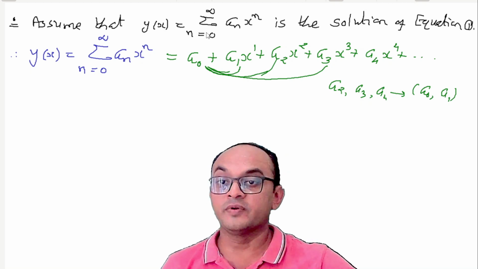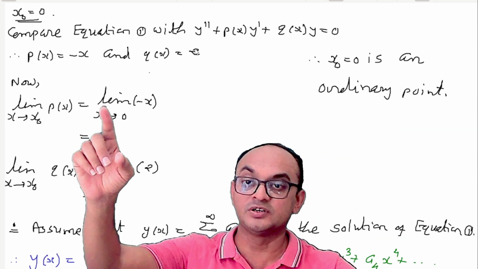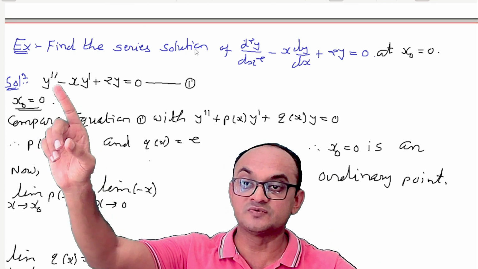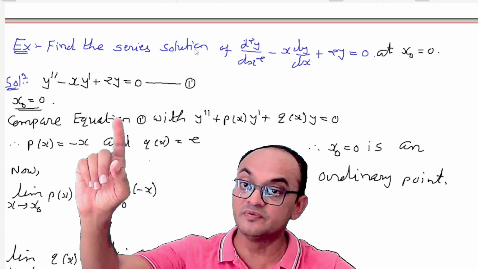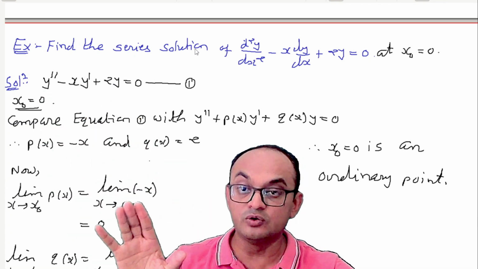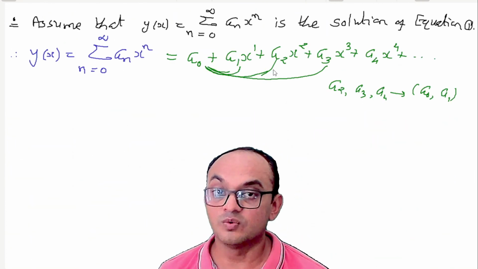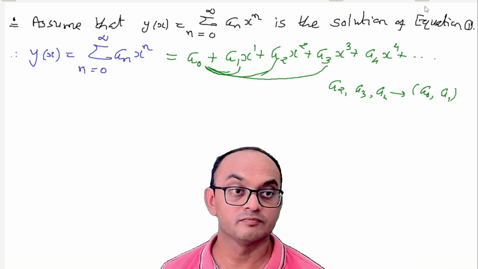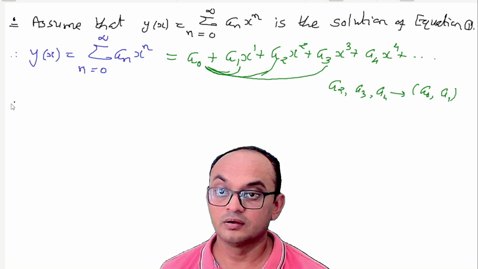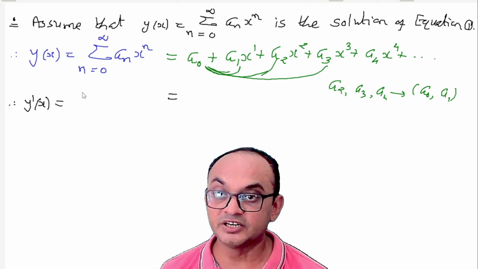So now let us start. What we are saying, this is the solution y of x, right? That means this is the solution of equation 1, that means the solution satisfies this differential equation. Now in this differential equation we already have y of x, and we need to find y dash and y double dash, and then substitute them into this differential equation, right? So what is y dash here? Therefore y dash of x is equal to, okay, this is the derivative, summation a n as it is.